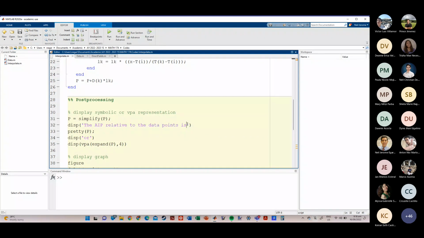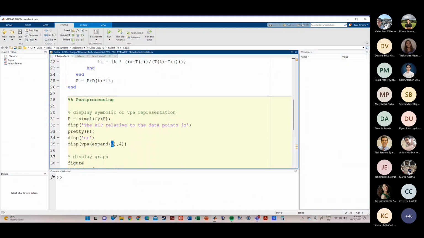Pagka string yung or text yung gusto niyo ipa-display, lagi siyang naka-enclose sa single quotes. Alright? So, i-display niya lang yung the AIP relative to the data points is, tapos pretty P. Yung pretty, isulat niya lang as much as possible ng maganda yung polynomial P. Alright? Itatry niyang isulat to in our native math language. Makita niyo mamaya kung ano yung itsura ng pretty P. Ano? Tapos or, pwede ko siyang i-display in decimal points.